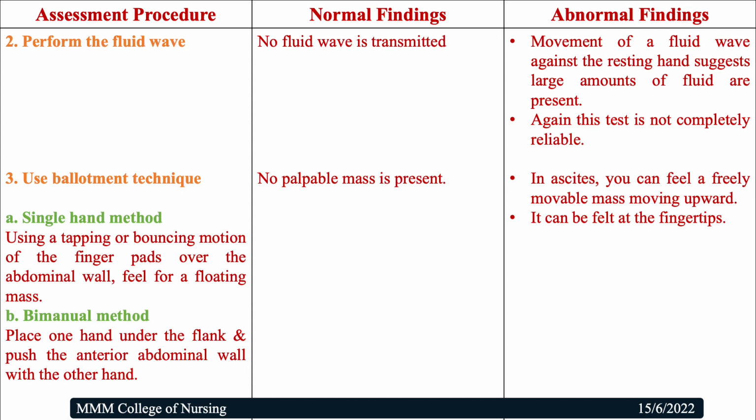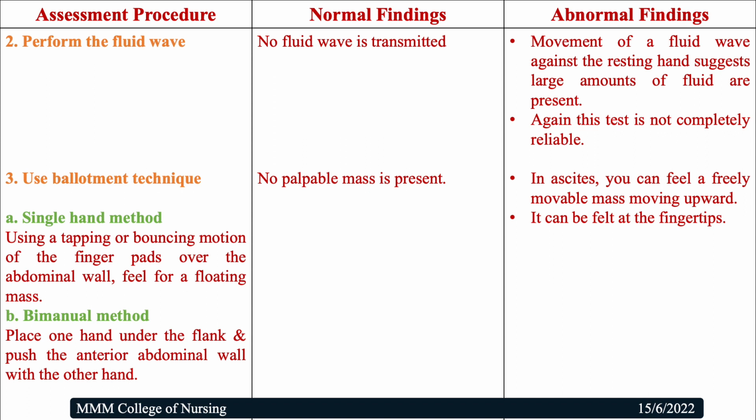Firmly place the palmar surface of your fingers and hand against one side of the client's abdomen. Use your other hand to tap the opposite side of the abdominal wall. Normal findings include no fluid wave being transmitted, whereas abnormal findings show movements of a fluid wave against the resting hand, suggesting large amounts of fluid being present. Again, this test is not completely reliable.